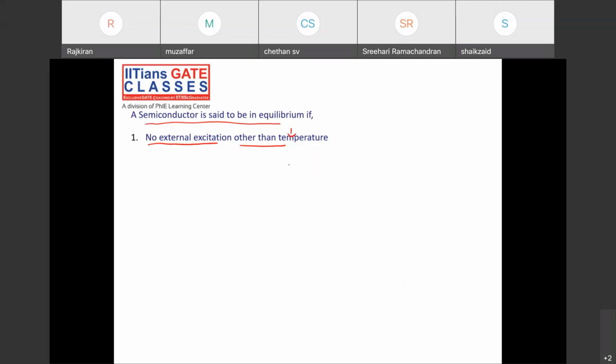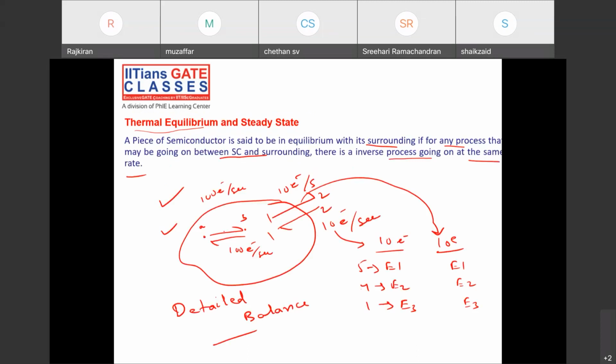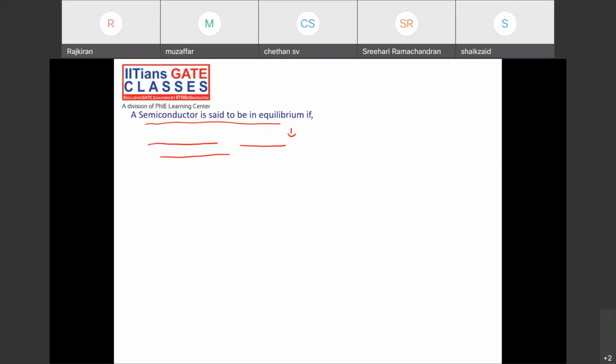Clear. And the second condition is that there is no net motion of charge and energy. See, there is a motion of carriers, but if you see any cross section, there is no net motion, because A to B there are 100 electrons per second, and B to A 100 electrons per second. That means at any cross section, the net is equal to 0. Right or not? So there is no net motion of charge carriers.